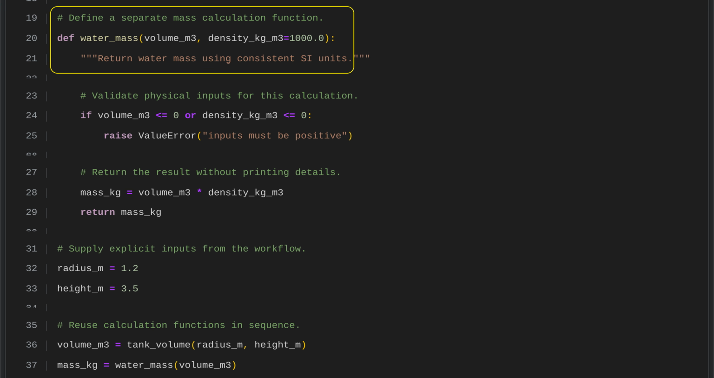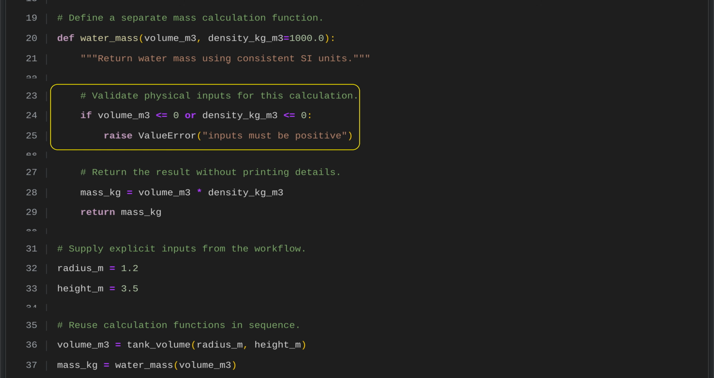The water mass function calculates water mass by using volume and density, with a default density of 1,000 kilograms per cubic meter. It first checks that both inputs are positive and raises an error if they are not. It then returns the mass in kilograms by multiplying volume by density, without printing any extra information.